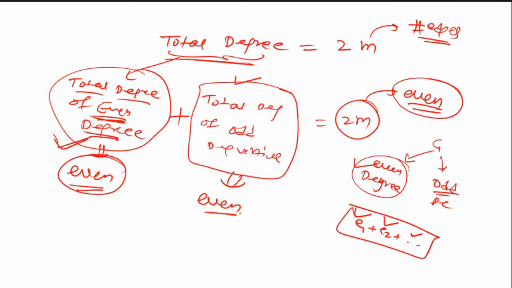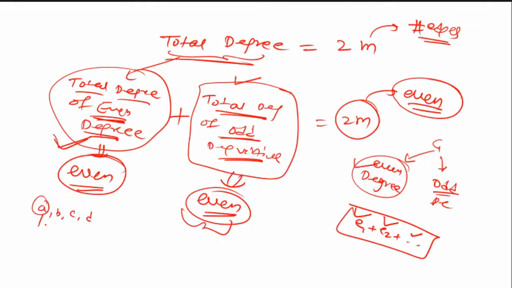This has to be an even number. Now this has to be an even number. And what is this? This is the total degree of odd degree vertices. So let's assume you have vertex A, vertex B, vertex C, vertex D. These are odd degree vertices, meaning each has odd degree.